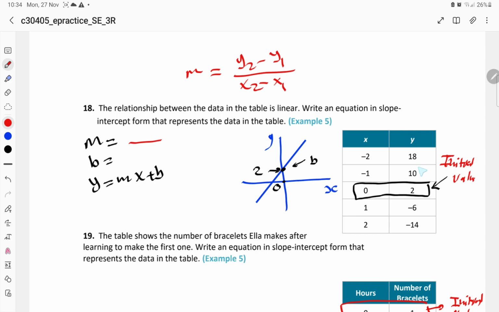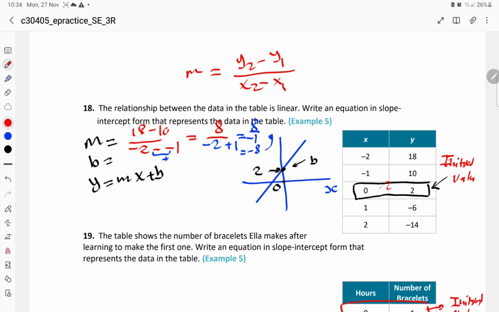So here, let's start with the y. y2 minus y1 over x2 minus x1. So 18 minus 10. We started with 18, correct? So I must also start with negative 2 over negative 2 minus negative 1. Take care. Minus negative 1 equals 18 minus 10, 8. Negative and negative, they switch to be positive. Negative and negative here switch to be positive. So it is negative 2 plus 1. So 8 over negative 1, which is equal to negative 8.